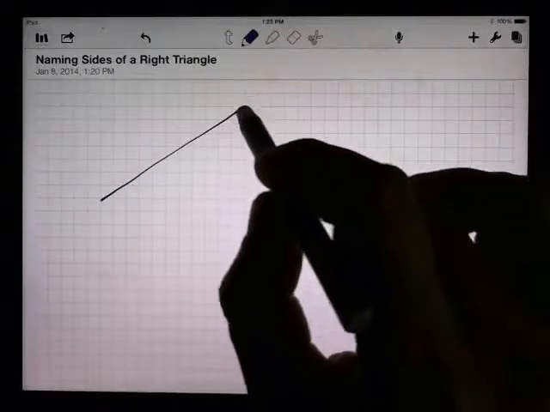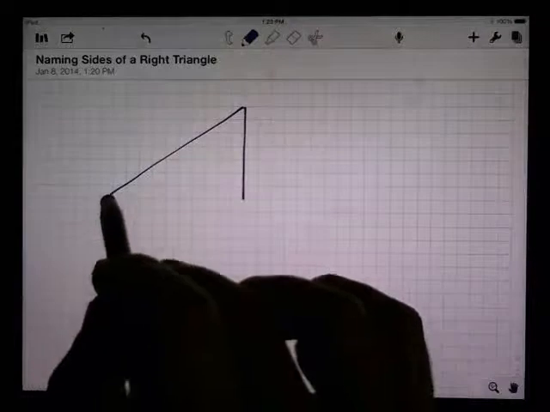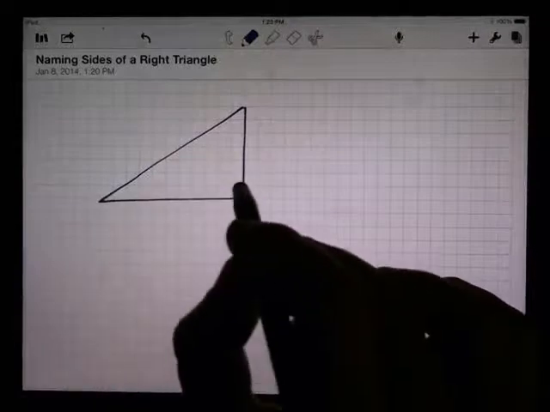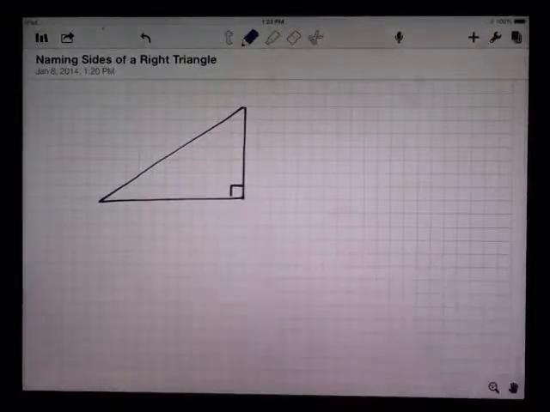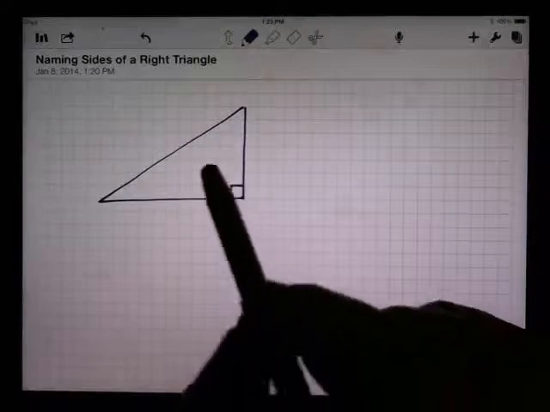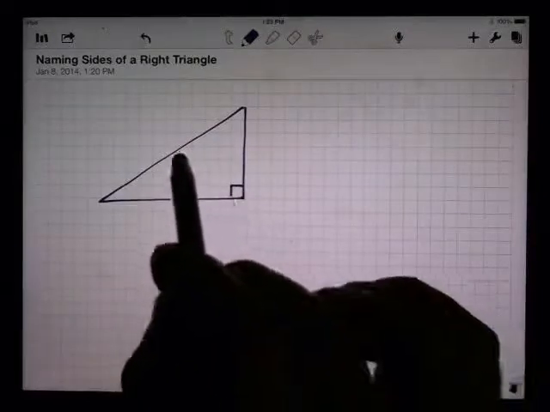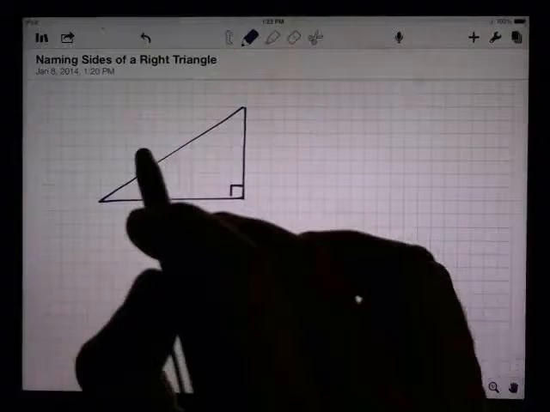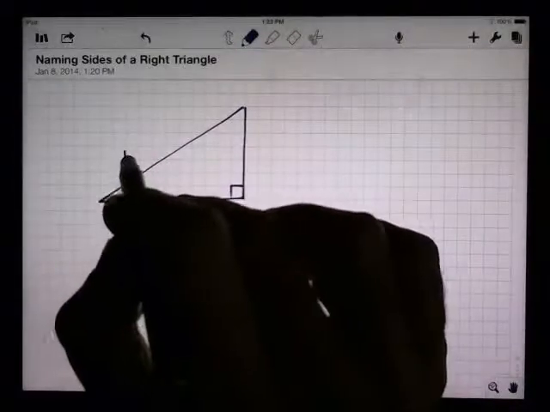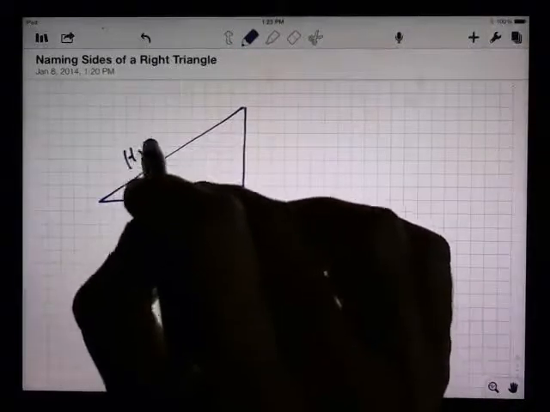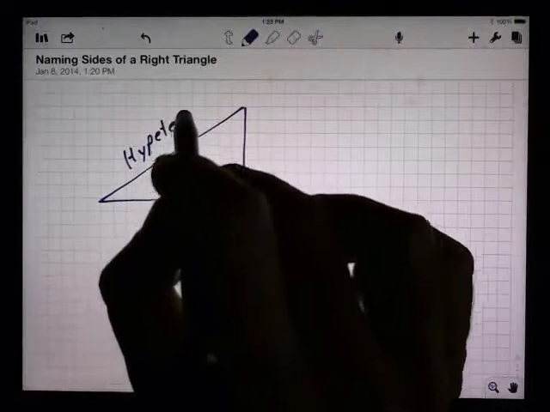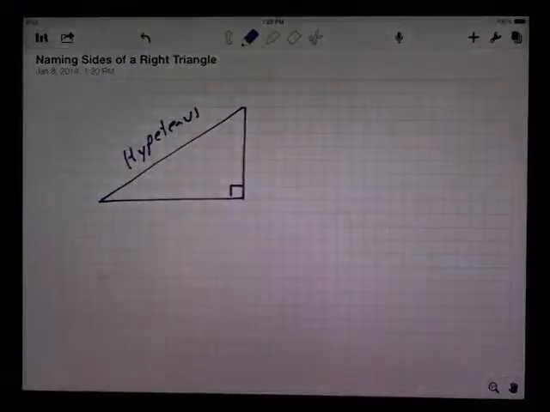So here we go. Let me draw a right triangle here. There's a right angle. Okay. Now in every right triangle, the longest side is always across from the right angle, and we will always call that side the hypotenuse.